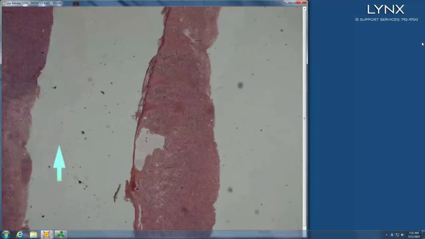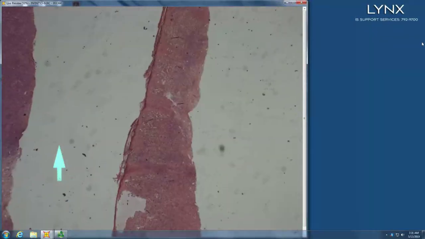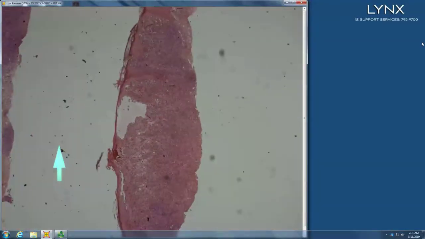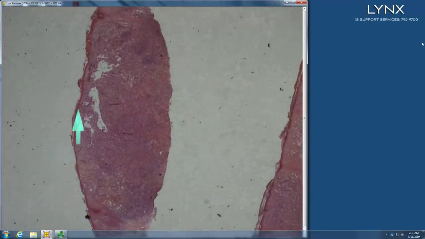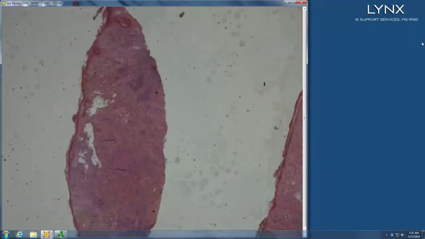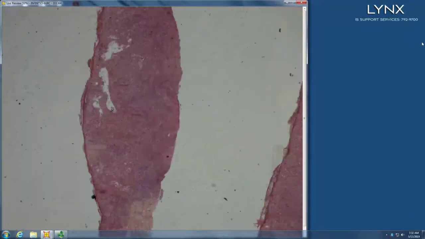Looks like you have melanocytic proliferation riding pretty high up into the epidermis. So, melanocytic proliferation with consumption of the epidermis. Symmetry from side to side? Not really. Not so much.